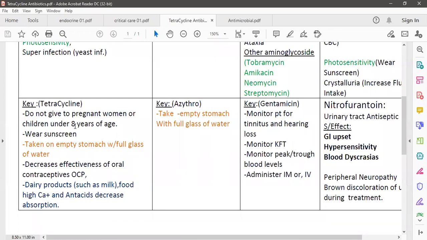Okay, tetracycline can cause photosensitivity. So tell your patient to avoid the sunlight. Keep out of direct sunlight, right? Take on an empty stomach with a full glass of water. It also decreases the effectiveness of oral contraceptives or OCPs. So if a couple wants contraception, tell them to use a different method, like a barrier method. Also, dairy products such as milk, or food containing high calcium, or antacids decrease the absorption of tetracycline.